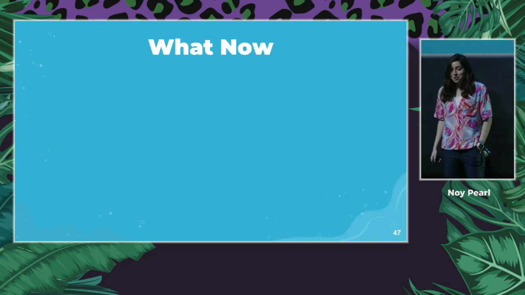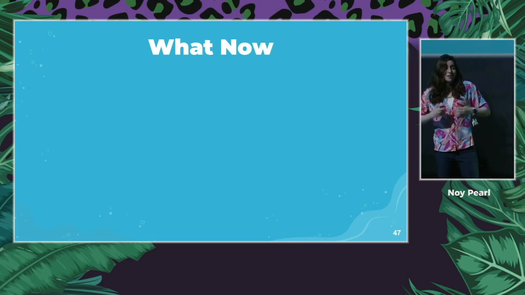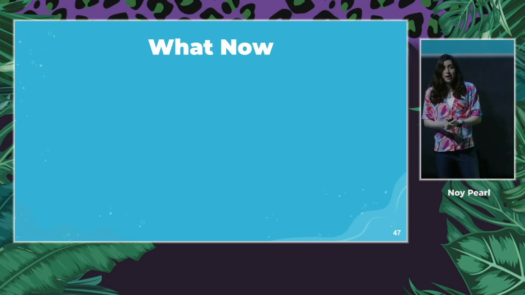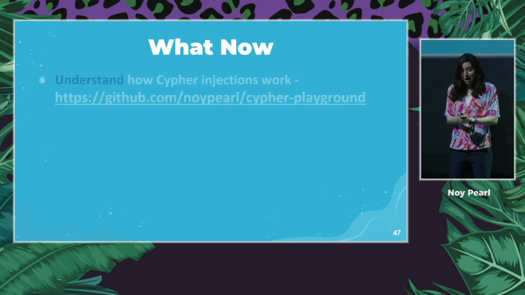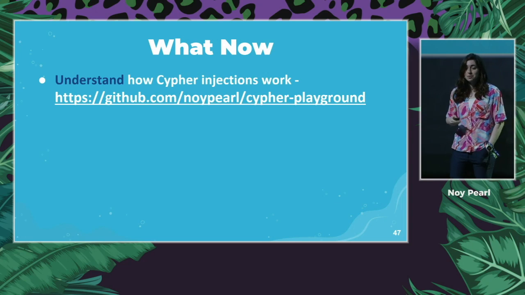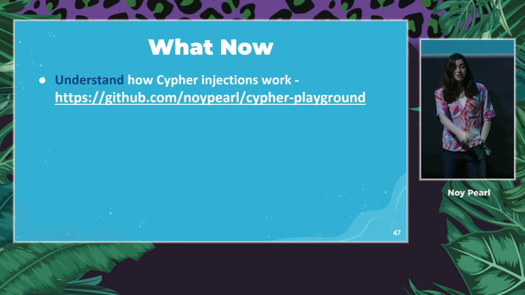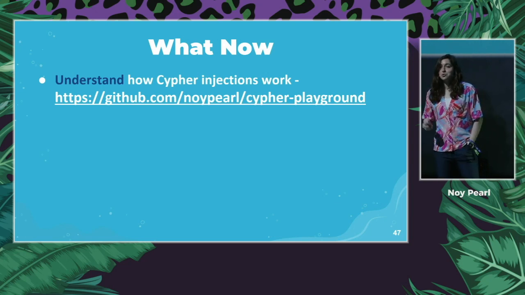OK, so we talked a lot about injections, Cypher, graph databases, denial of service, SSRF, RedisGraph also, and mitigation and remediation. But I really want you to get value out of this talk, as I said, and not only see those, I hope, nice slides. I really want you to understand how the injections work. So what I did, I created a playground in Cypher. I put a QR code at the end, so you don't really need to type it right now. But I really want you to actually clone it.